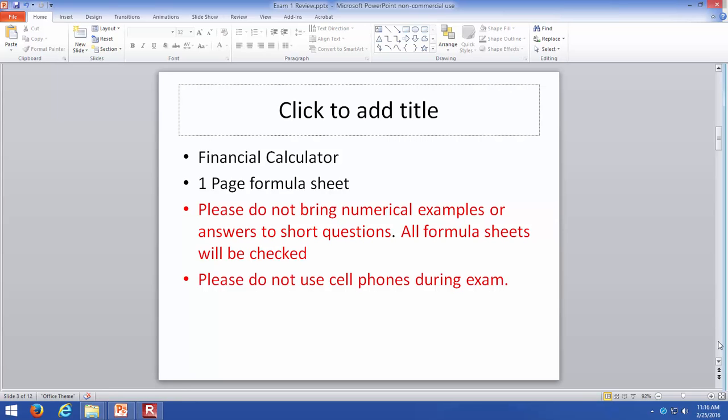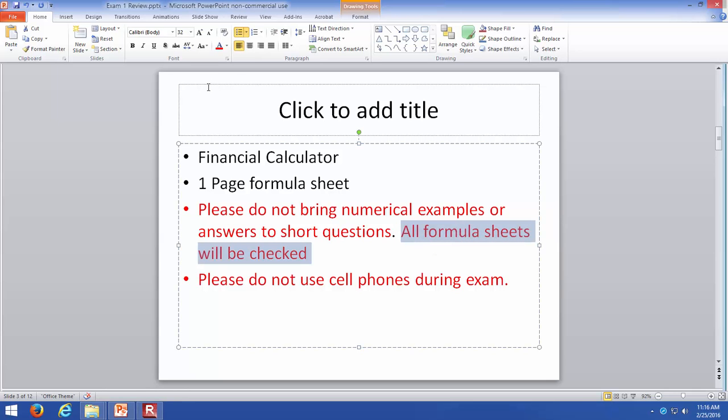What can you bring to the class? You can bring a financial calculator, and you can bring a one-page formula sheet. You can write down all the formulas you need. Please make sure that you do not bring any numerical examples or definitions to the class. I do check all of them, and I will take any formula sheets that have numerical examples. It's for your sake I'm saying this, please do not bring any formula sheets with numerical examples. Also keep your cell phones away, and if you have to leave the classroom, make sure you ask the permission of the instructor.